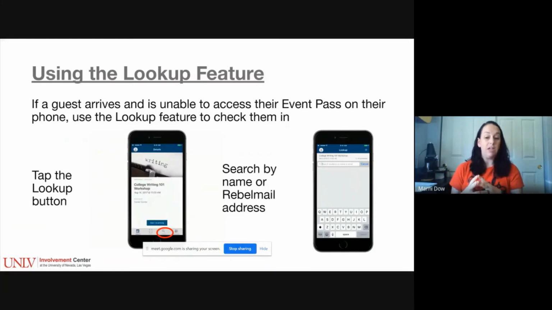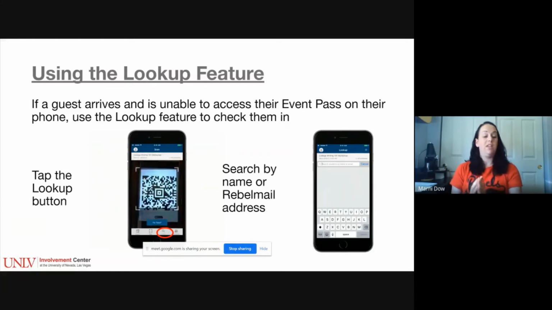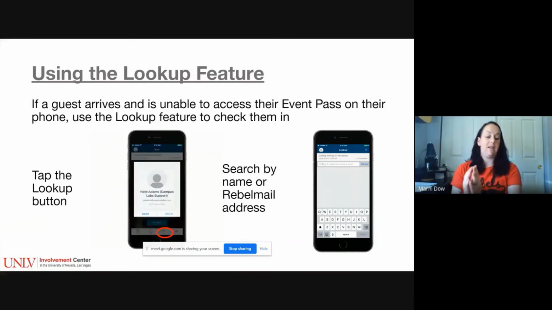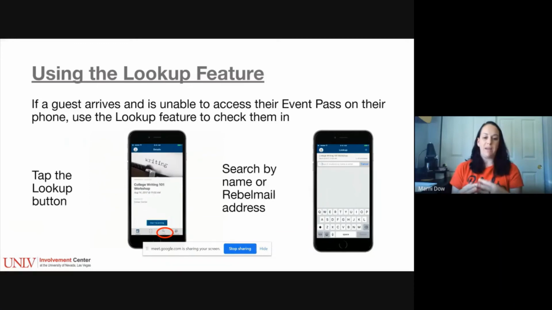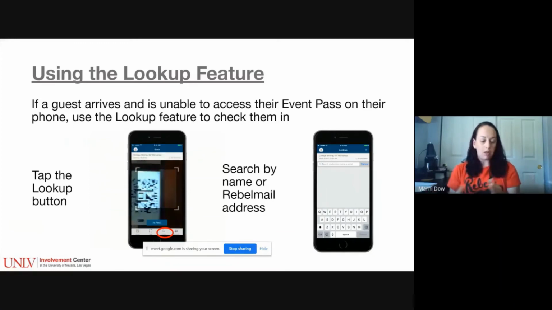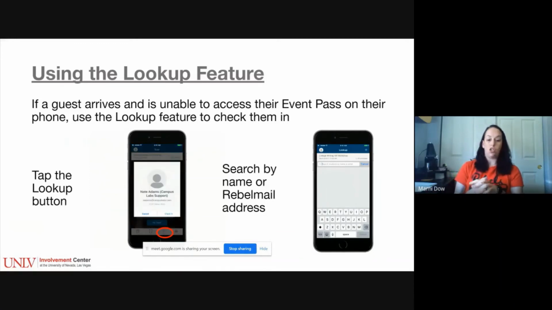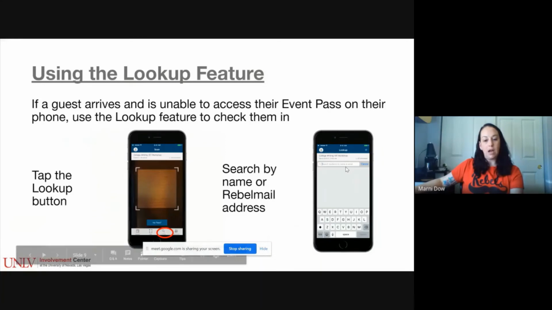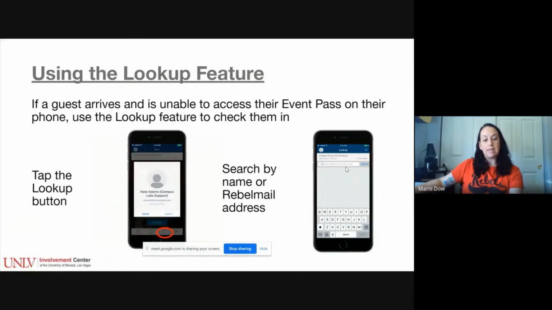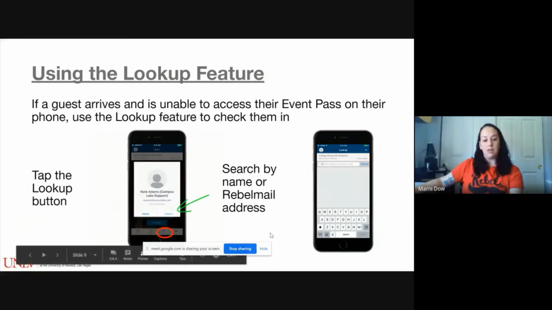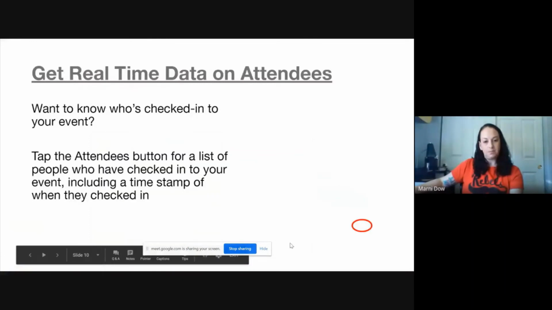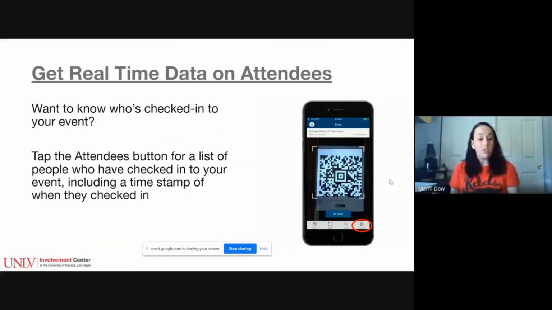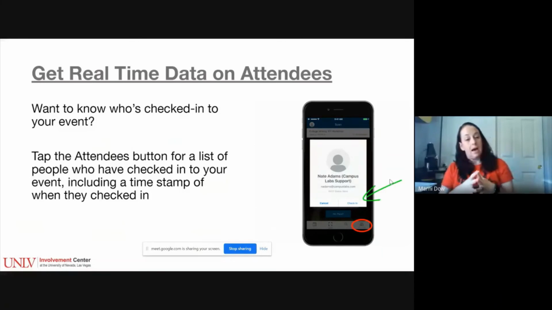And it does have to be a UNLV email address, so either at unlv.edu or at unlv.nevada.edu. We don't store any data in there based on Gmail or Hotmail or any other email service. So you'll just tap that circle button here that says lookup, search for them by their Rebel Mail or email address, and then you'll hit that check-in button again. So that's it. That's all you have to do to check people into your events.